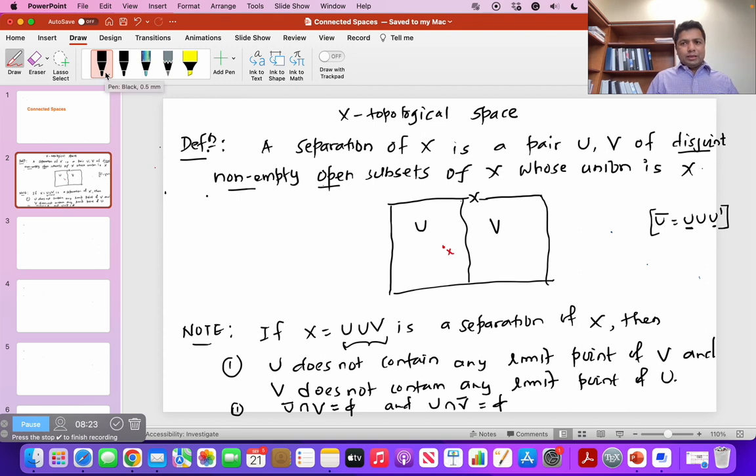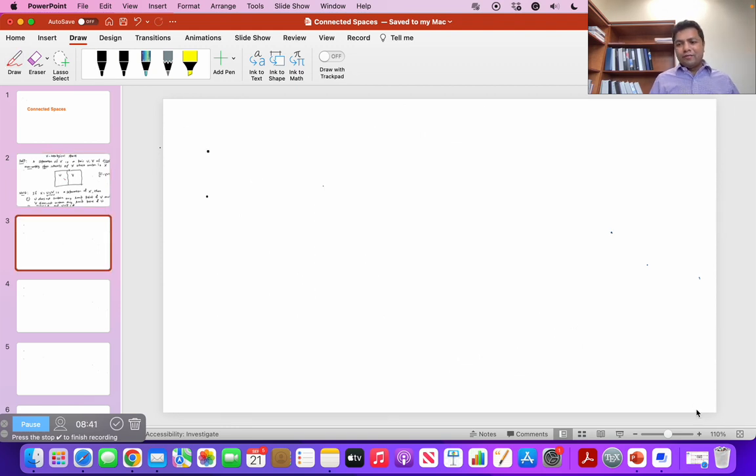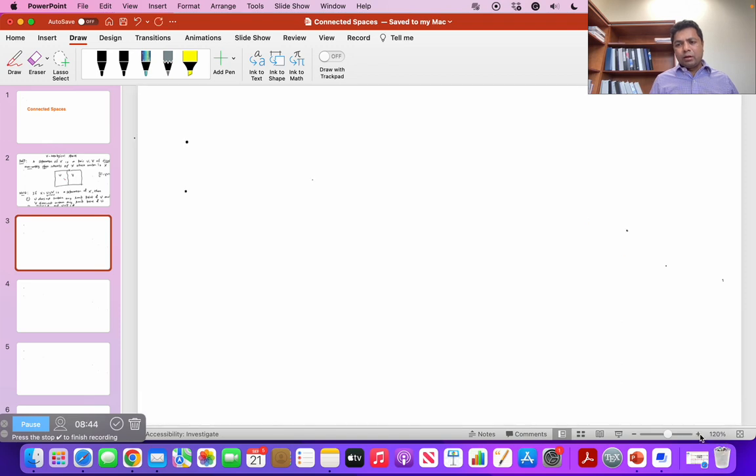Okay, now I gave you a definition of separation of a topological space, and also a couple of properties related to separation of a topological space. Next I'm going to give you the formal definition of connected space, and then we'll give you some examples of separation, and also connected space. In fact, I'm going to give you two definitions of connected topological space. They are equivalent. Okay, let me give you the first definition.